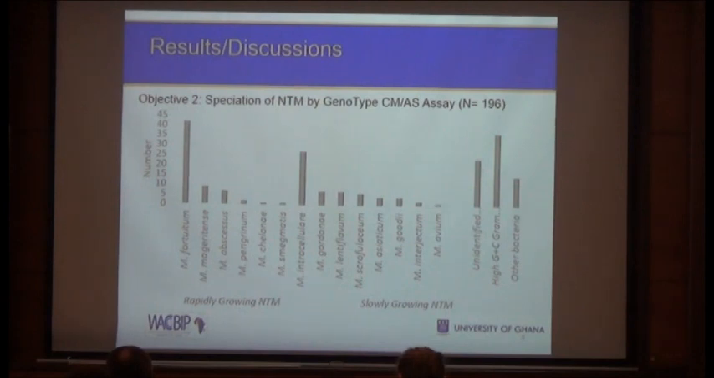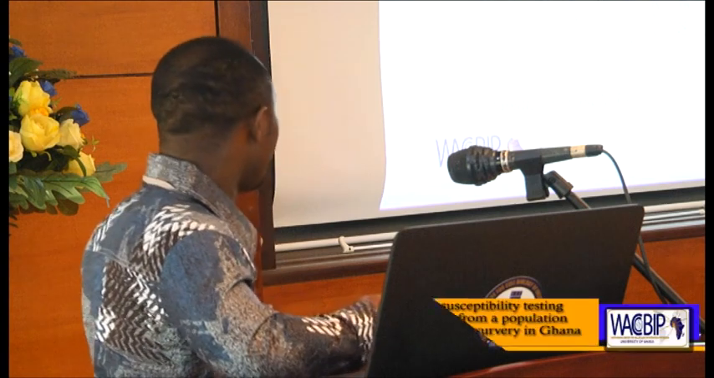Also with the NTMs, we isolated about 14 different types of NTMs. And we realized that M. fortuitum and M. intracellulare were the highest of them. This is because M. fortuitum is very commonly isolated in other studies, since they are very ubiquitous. Even in potable water, they are found.